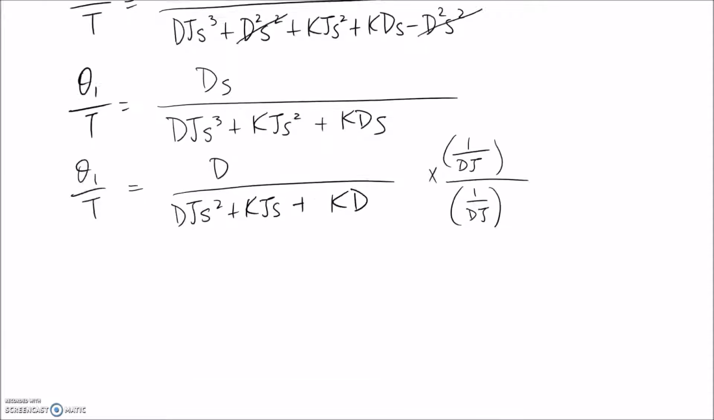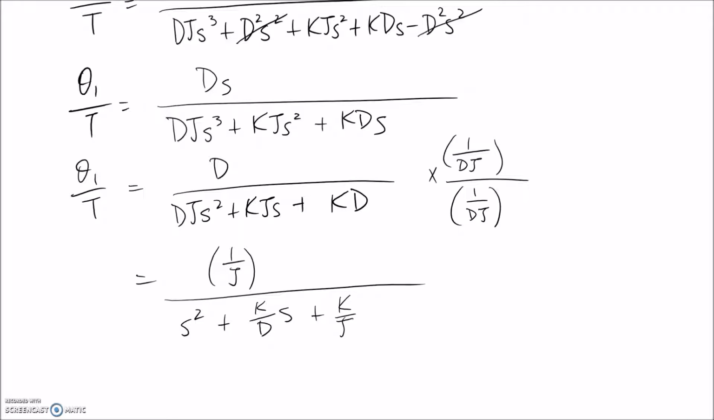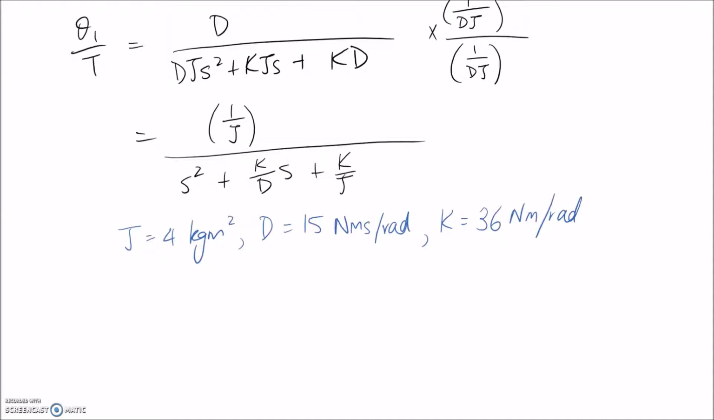Okay. So we're going to get d divided by dj, which just leaves us 1 on j on the top line. And here we're going to get dj divided by dj, which just leaves us with s squared, which is what we wanted, the one out the front. We're going to get kj divided by dj, which just leaves us with k on d. And with this divided by this, the d's are going to cancel, so we get k on j for the last term. Alright, so these are the values that we're going to now work with.